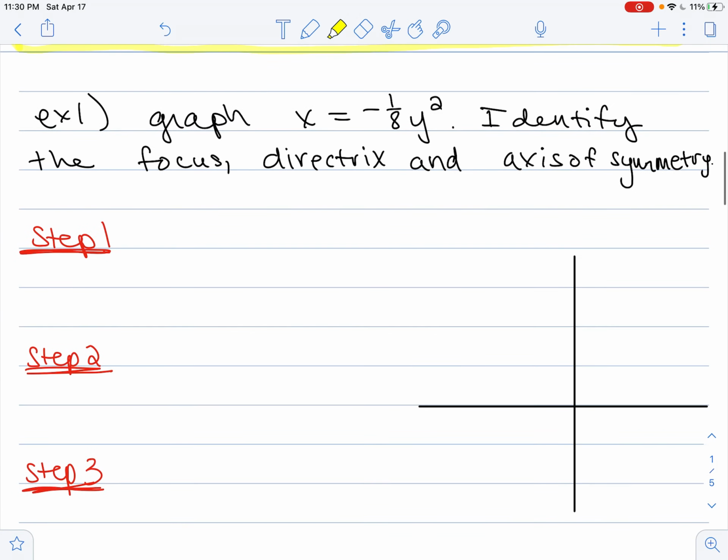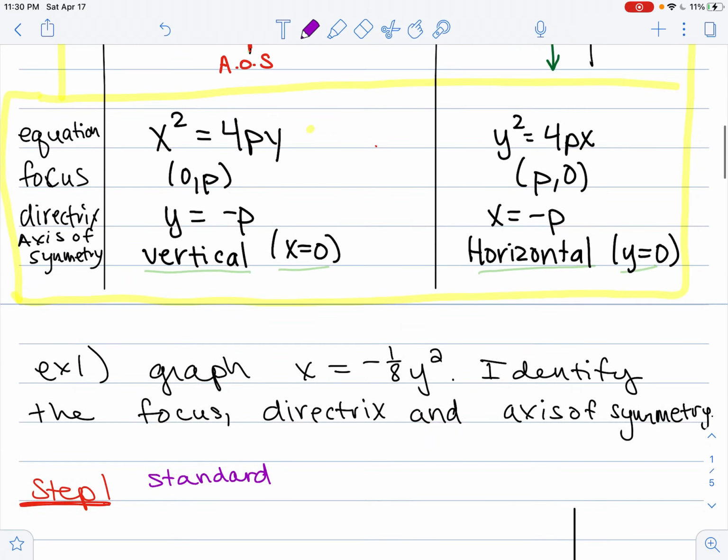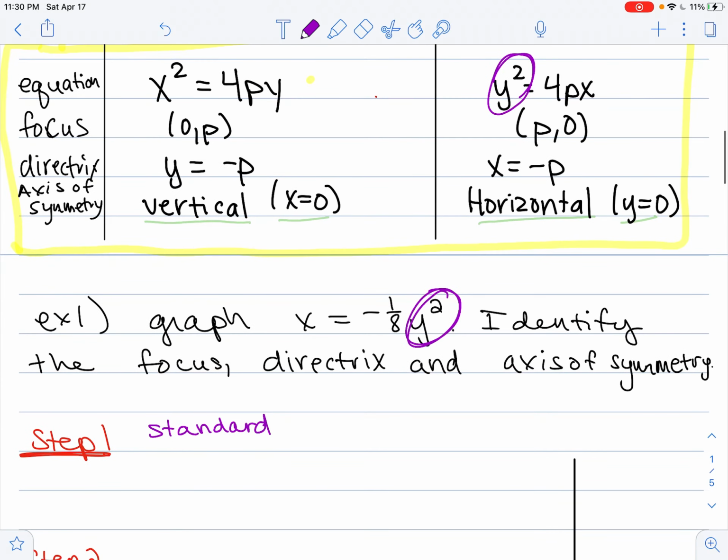So let's graph x equals negative 1/8 y squared. And we're going to identify the focus, directrix, and axis of symmetry. So step one is that we are going to make sure that it's in the standard form, or I should say the vertex form, of the parabola that we just talked about in that chart. The clue here is we're going to look for what is squared. And we know here it's the y squared. So we need it to look like y squared equals 4px.